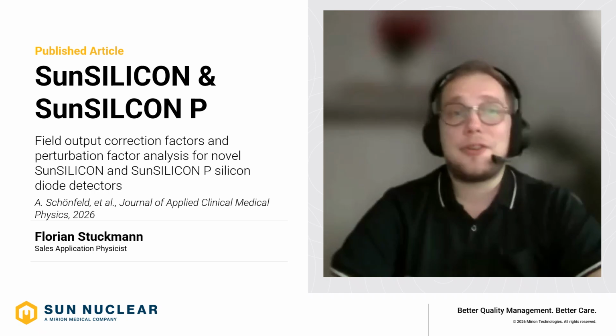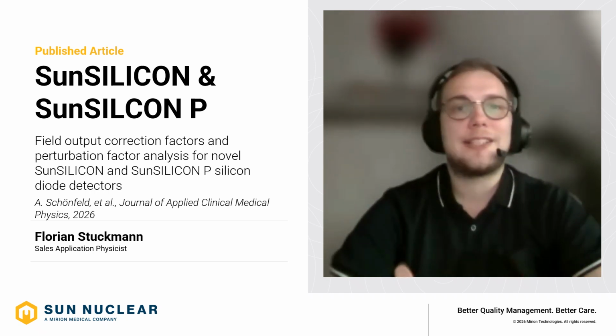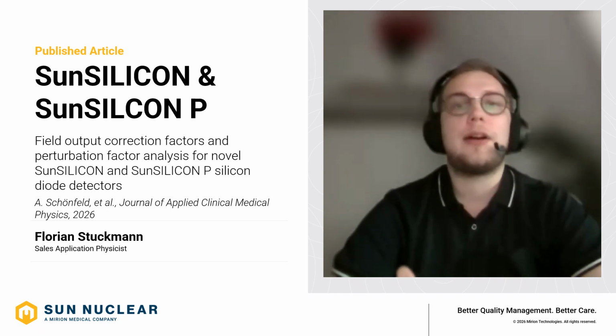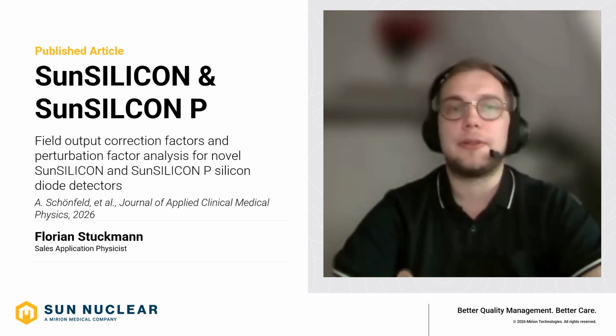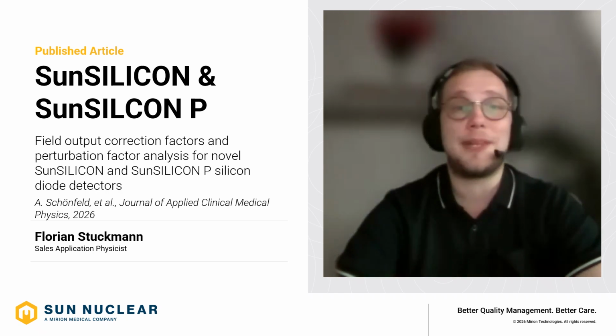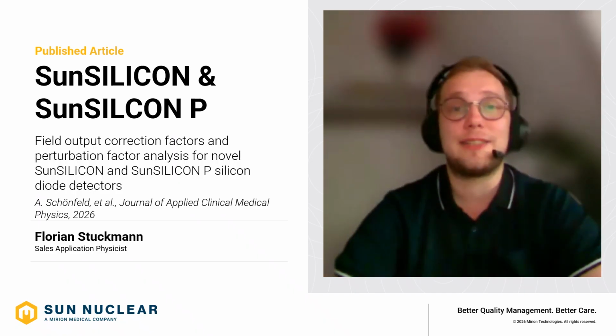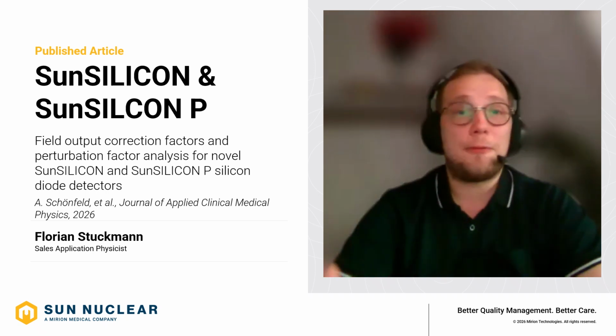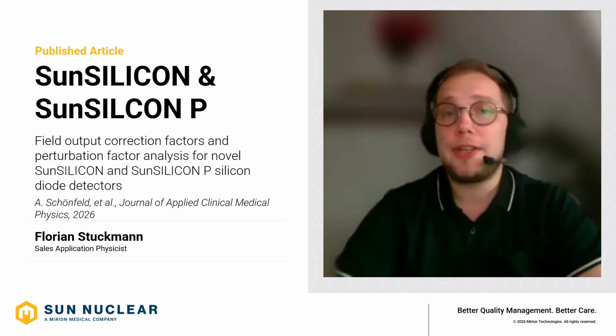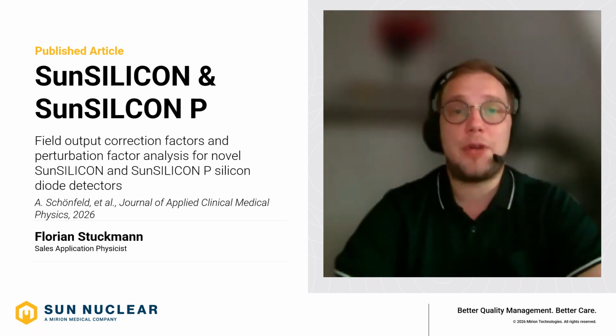So the practical conclusion is clear. Across their full rated ranges, both detectors require only small, predictable corrections, and the Monte Carlo models explain their origin. In SunSILICON P, the shielding is not simply an extra layer, its housing perturbation is designed to counterbalance silicon's fluence perturbation. For full clinical validation of both detectors, see our companion clinical evaluation paper.